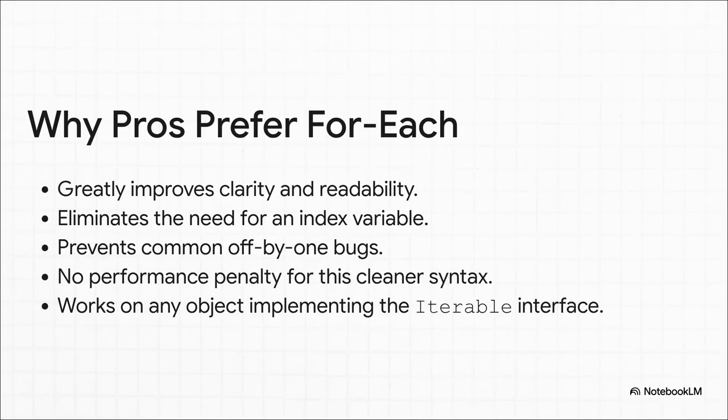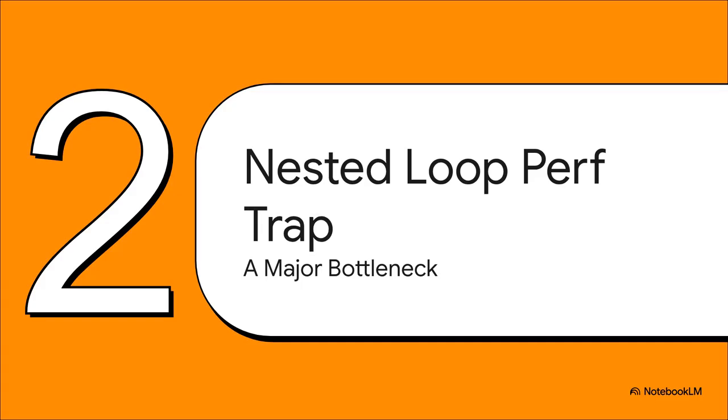Well, the benefits are huge. First off, readability goes through the roof. Your code becomes self-documenting. Second, by ditching that index variable, you completely wipe out a whole category of annoying off-by-one bugs. You know, using less than when you meant less than or equal? Yeah, gone. And the best part? There is zero performance penalty for this cleaner code, and it works on pretty much any collection you can throw at it.